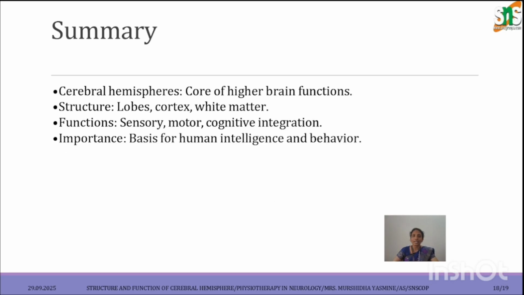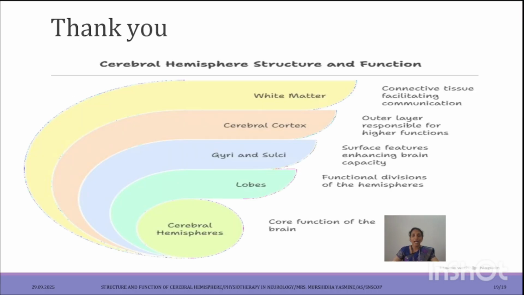To summarize, here I have discussed the cerebral hemisphere, the core of higher brain function, and its structures, in which I discussed the lobes of the brain, the cortex and the structures of the white matter. The functions, which include sensory function, motor function and cognitive integration, are all discussed in this chapter. The importance of this is to understand the basis of human intelligence and behavior through the structure and function of the cerebral hemisphere. Thank you.